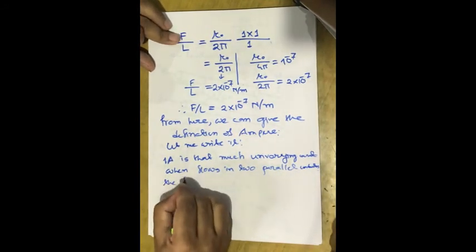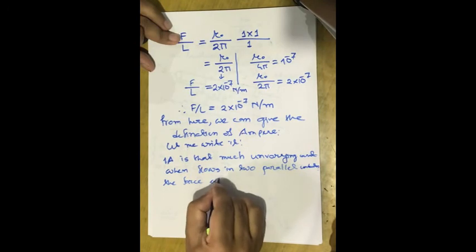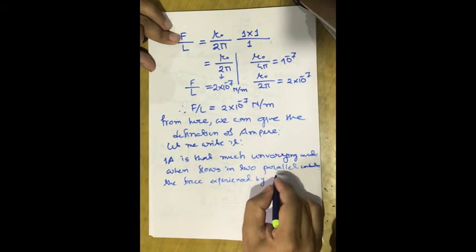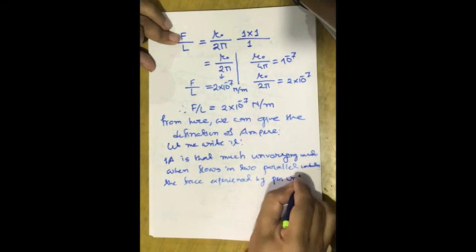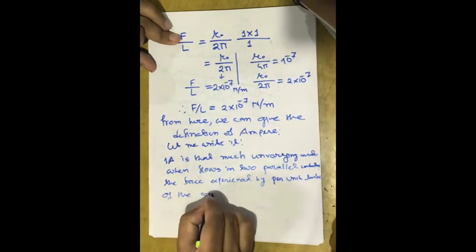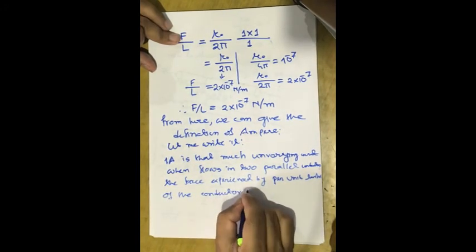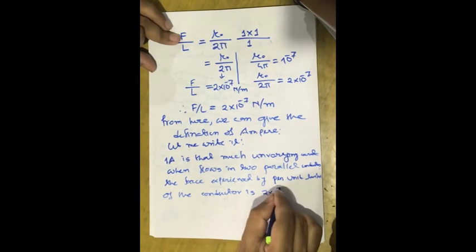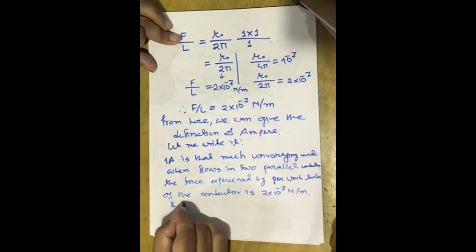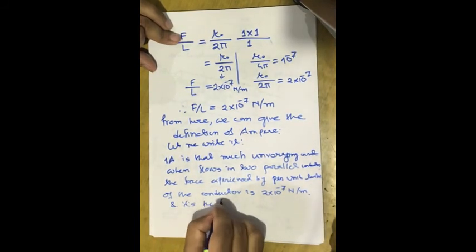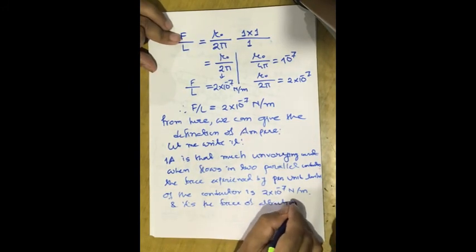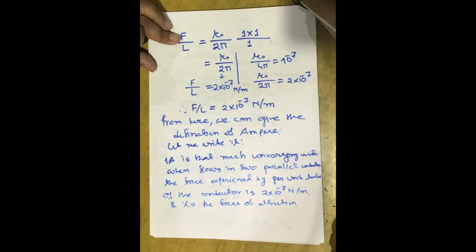The force experienced per unit length of the conductor is 2 into 10 to the power minus 7 Newton per meter. And it's the force of attraction. So this is the most practical definition of ampere.